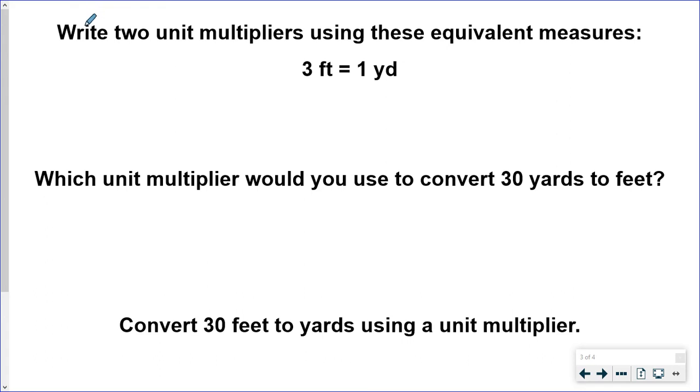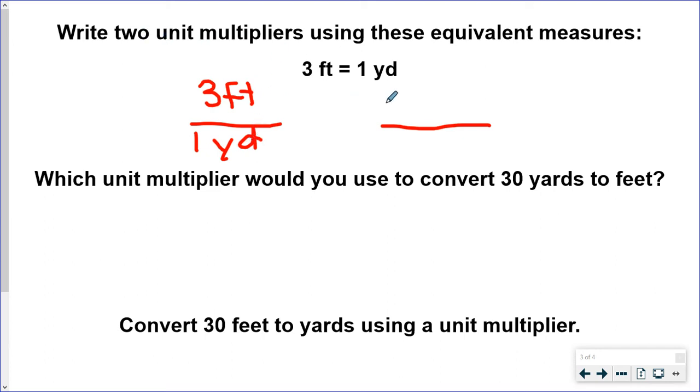Whenever you see this, it says write two unit multipliers. They're asking you to write two fractions using these two numbers right here. And remember, a unit multiplier is a fraction that's equal to 1. So over here, I will probably put the 3 feet on top. And then over here, I'm going to put the 1 yard on the bottom because I know that this equals 1. 3 feet and 1 yard are the same thing.